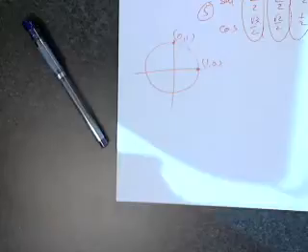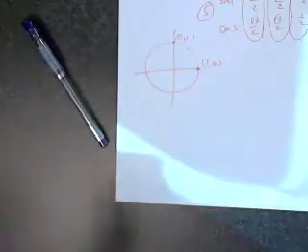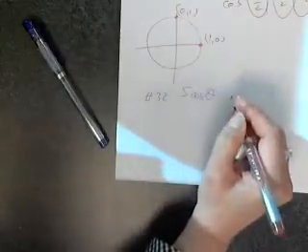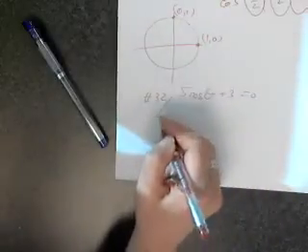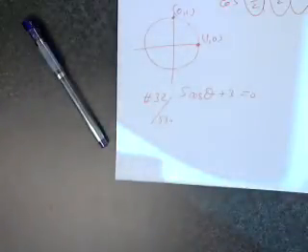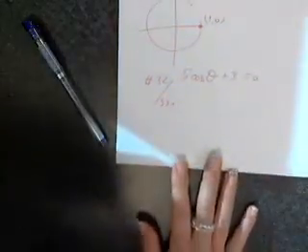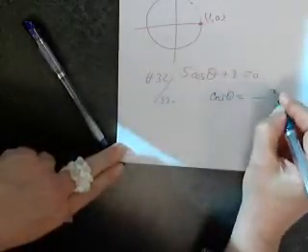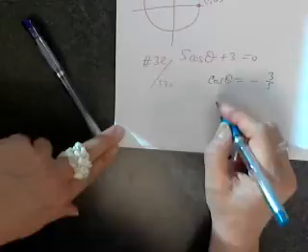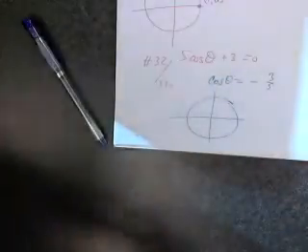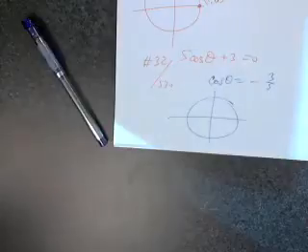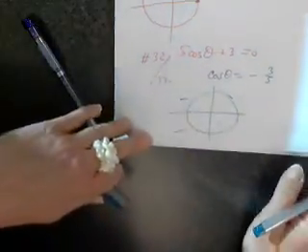Let's look at 32. Where is it? Very good. In problem 32, we have 5 cosine theta plus 3 equals 0, and this is on page 530. What do I have to solve for first? Very good. Cosine theta equals negative 3/5. Then I look at the unit circle. Where is cosine negative? Because there are 2 quadrants in which cosine is negative, so I have to have 2 solutions. Yes, infinitely many solutions actually, but yes.